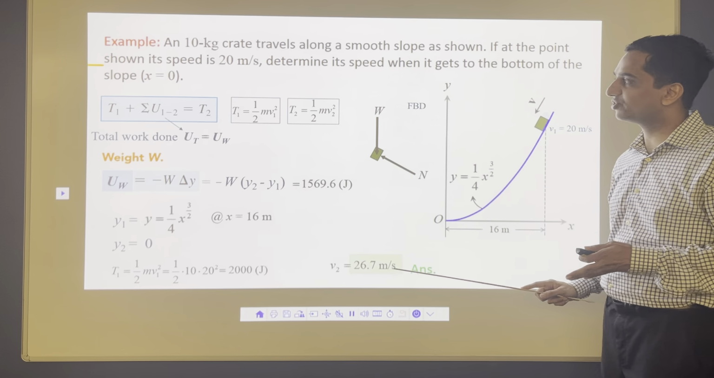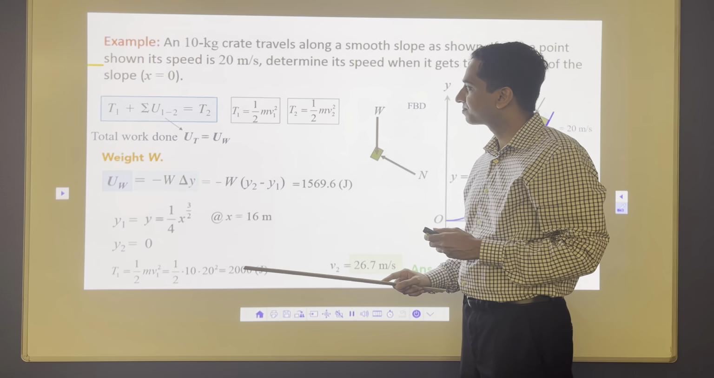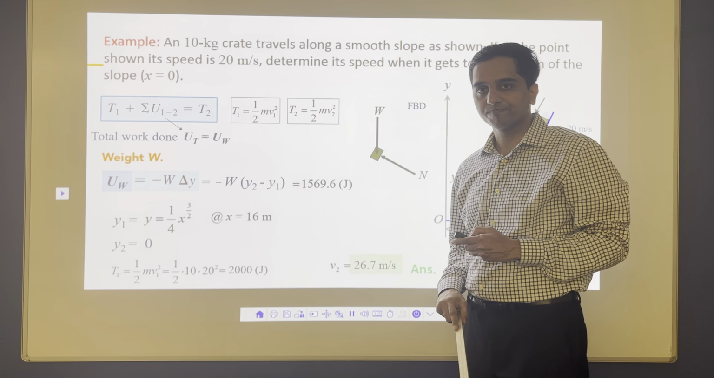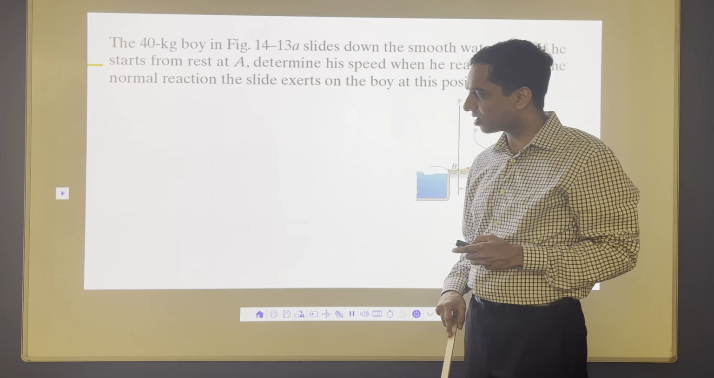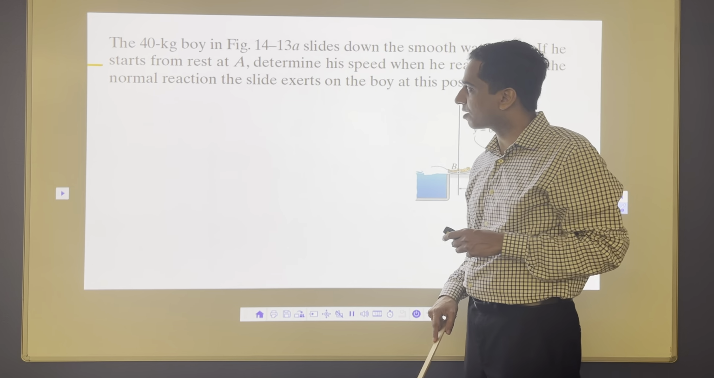It's very easy. All you need to know is how to calculate final kinetic energy, and if you can get that, you'll get the final number. That's it. It's a very easy problem. Now let's do one more problem from the book and then we can stop.